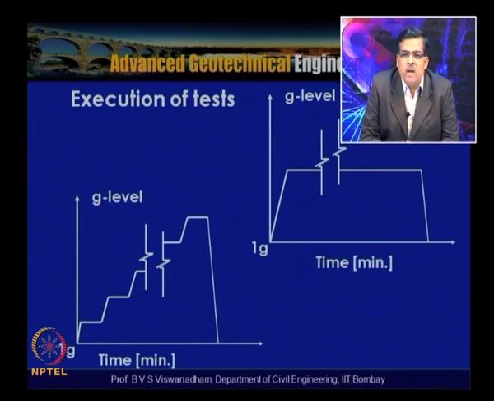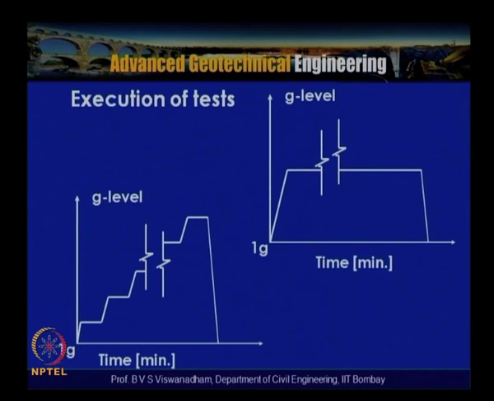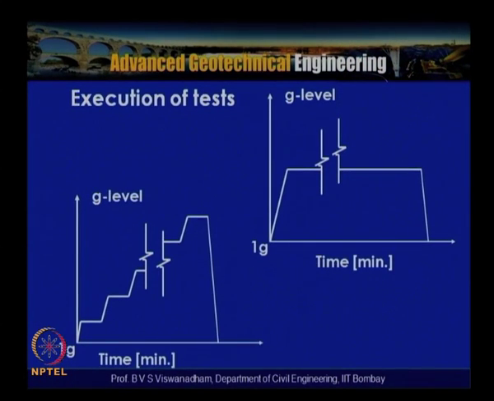One is called variable gravity level and the other constant gravity level. But nowadays, with the development of different actuator systems and rainfall triggering events or earthquake triggering events, the constant gravity tests are adopted widely.